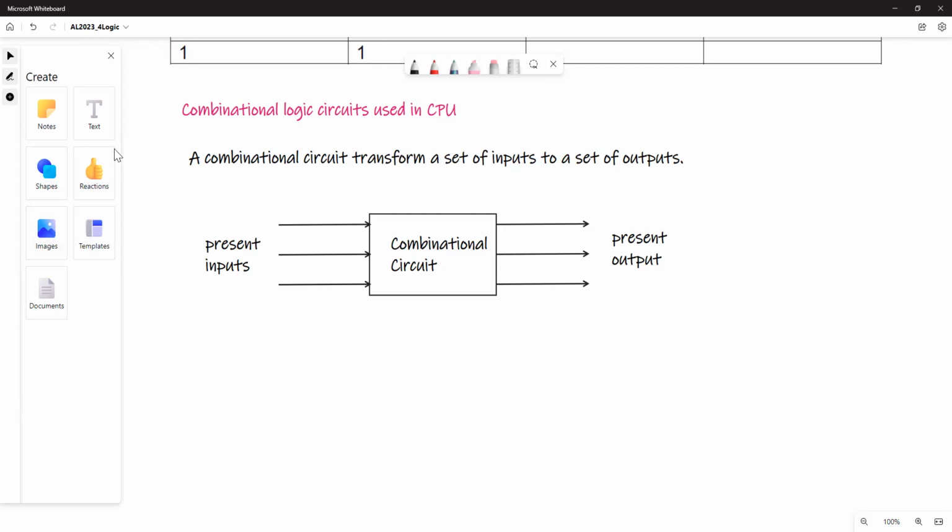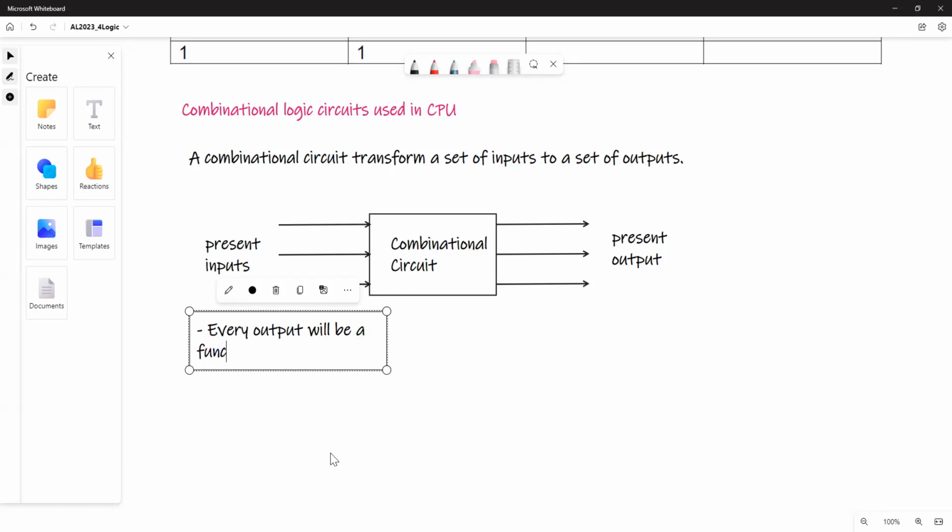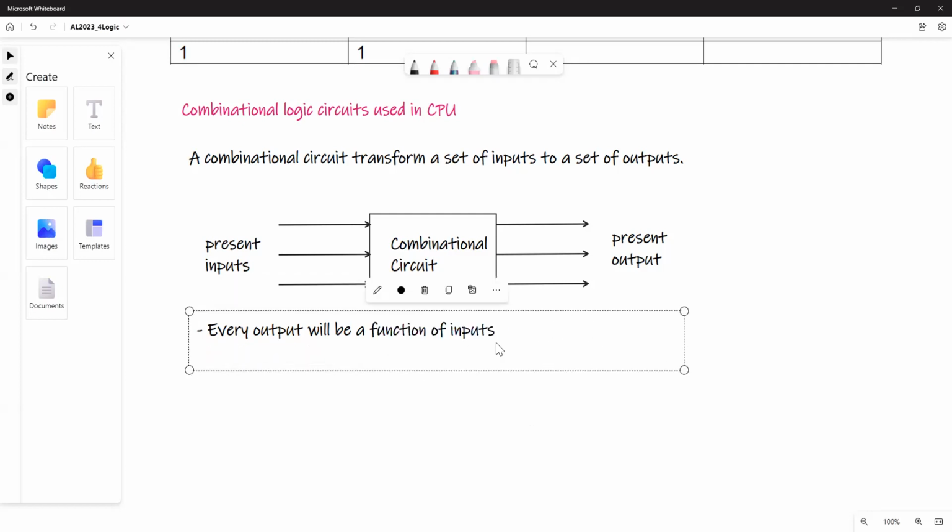Right, now let's write down some features of combinational circuits. Yes, these are the points that we need to discuss. We can say every output will be a function of inputs, right? There's a reason why I have put it like this. That means the output always depends on the input. That's what I want to say.